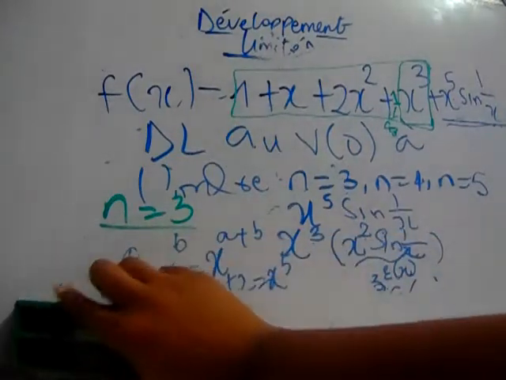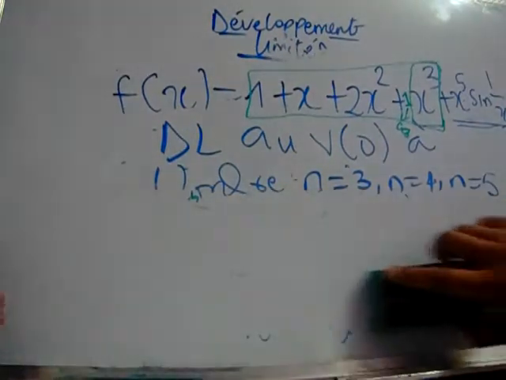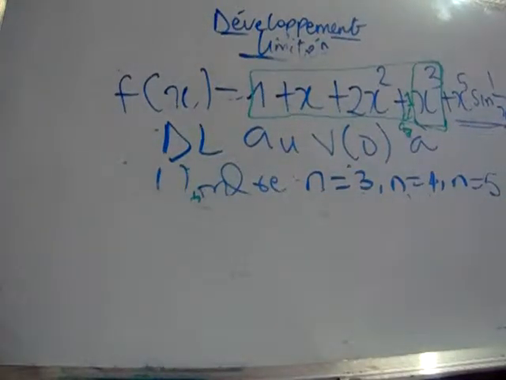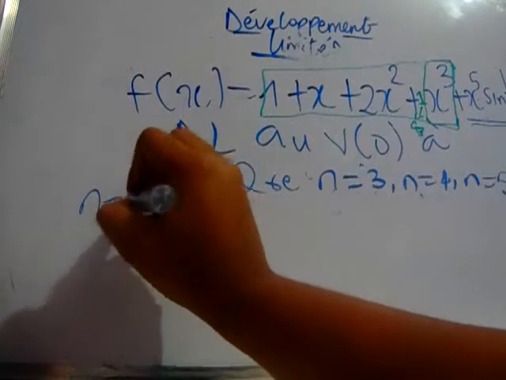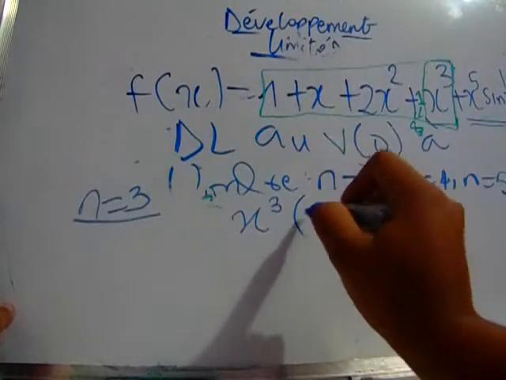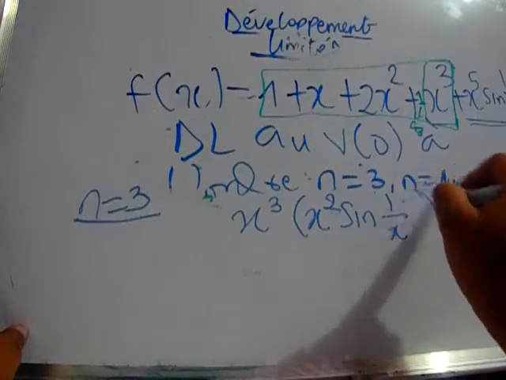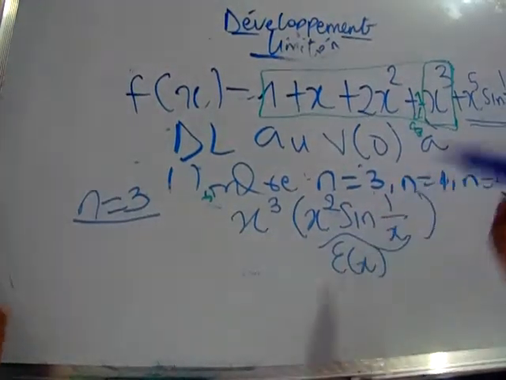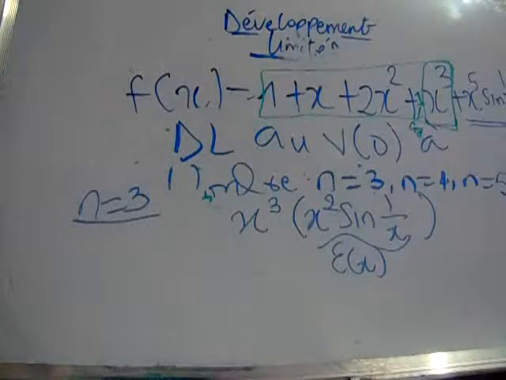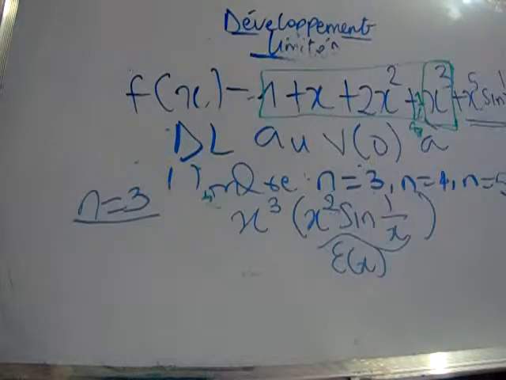Finally, I'll clean this so we can write it nicely. For n equal to 3, we have x raised to the power of 3, and we are still dealing with the rest, x raised to the power of 2 sine of 1 over x. We say this is our epsilon of x. Now, is the limit when x converges to 0 of epsilon of x equal to 0? So we are going to calculate the limit of this function right here.